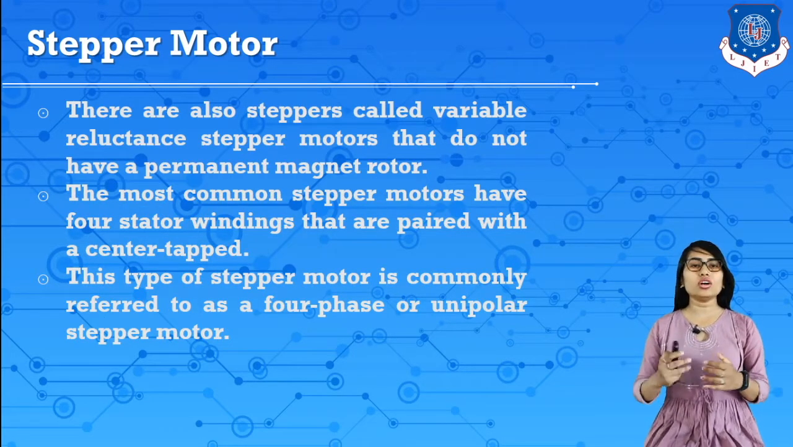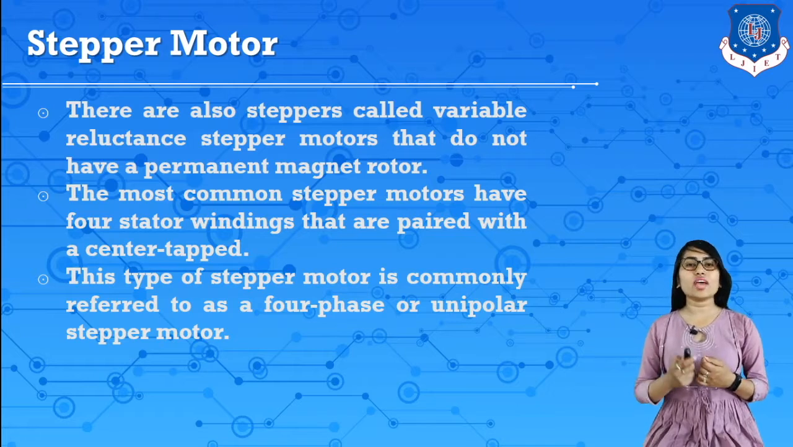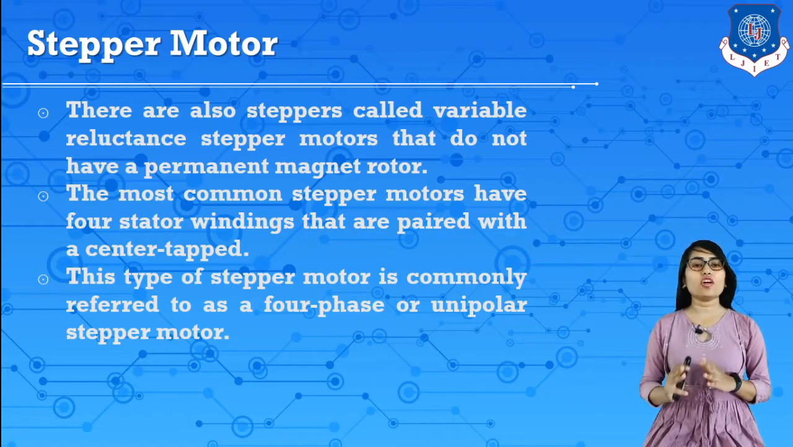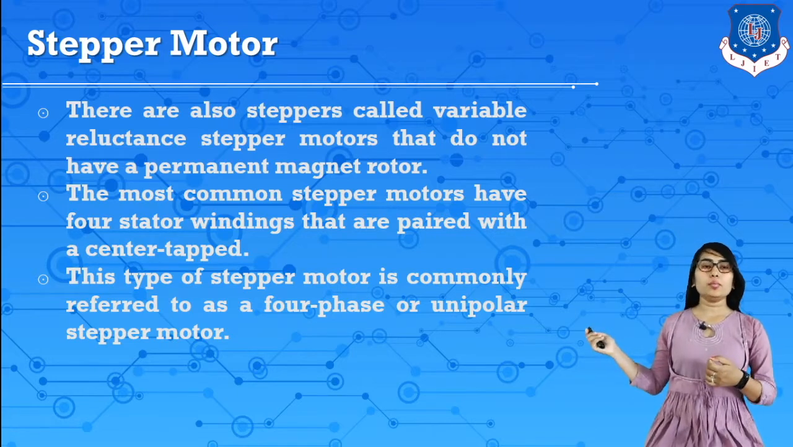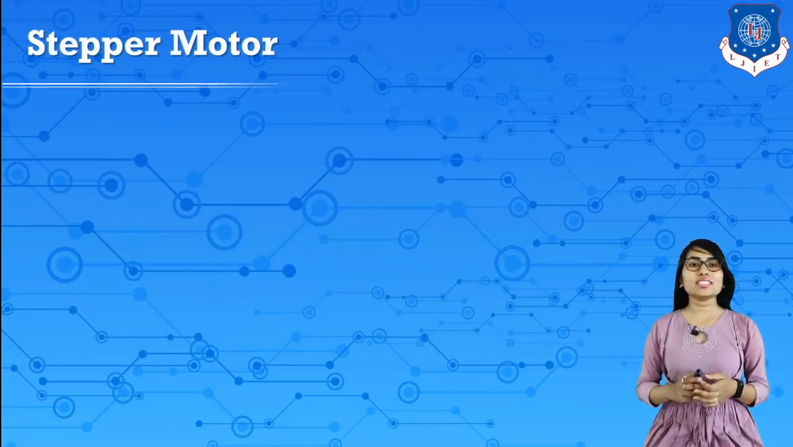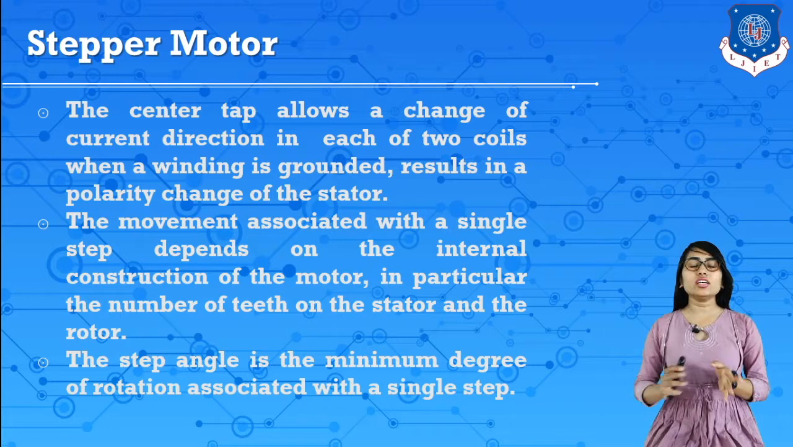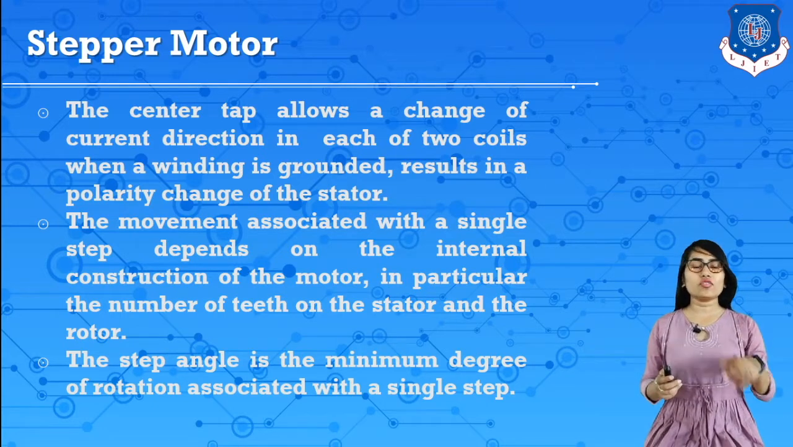There are also steppers called variable reluctance stepper motors that do not have a permanent magnet rotor. The most common stepper motor has 4 stator windings that are paired with a center tap. This type of stepper motor is commonly referred to as a 4-phase or unipolar stepper motor.